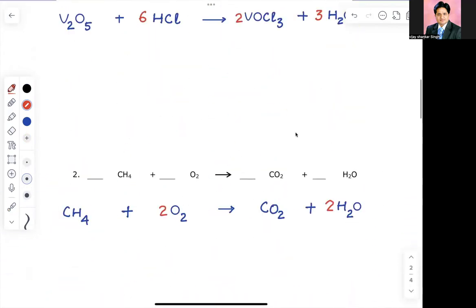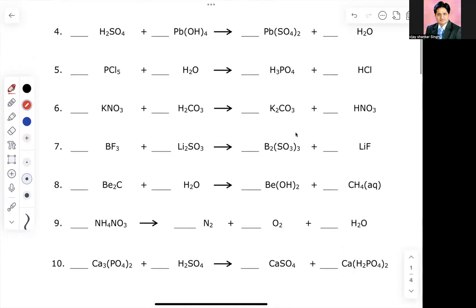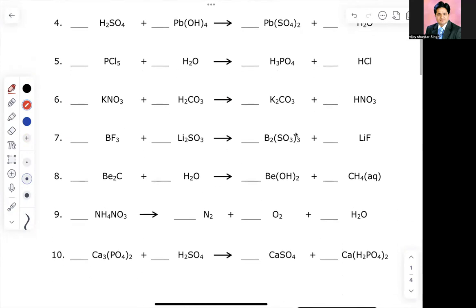Try attempting the remaining questions. We have done the first 4 questions, and you have question number 5 till 10. So try attempting those questions as homework and email me if you have any concerns.